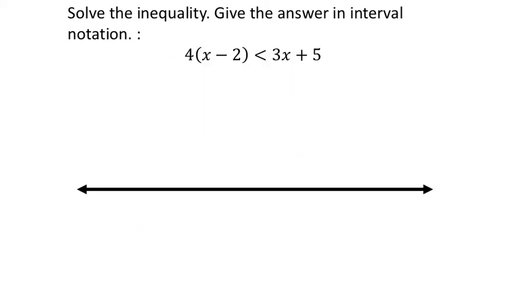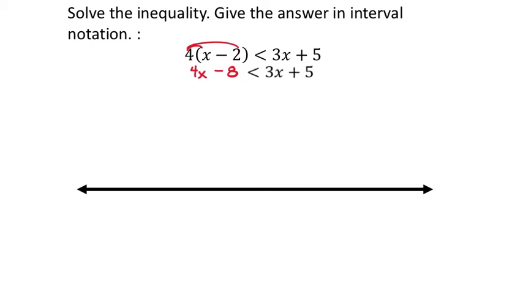All right, here's another inequality, and this one has some distribution. That's no problem for us. We can distribute into a set of parentheses, right? That's 4 groups of x, which would be 4x, and then also 4 groups of -2, which would be -8 right there. Nothing else changes on this, but now we have gotten rid of the parentheses.